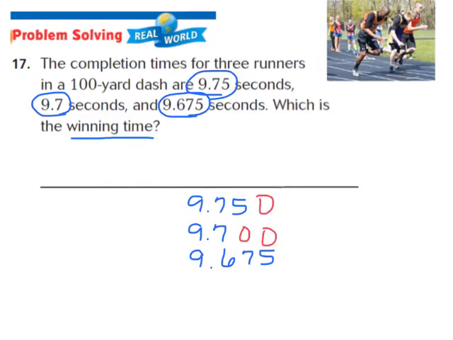Now, I'm going to move on to step number 2, and step 2 says to start from the left. Well, on the left, all of my numbers are 9s, so I cannot do any comparing at this point. So I'm going to move on to the tenths place.